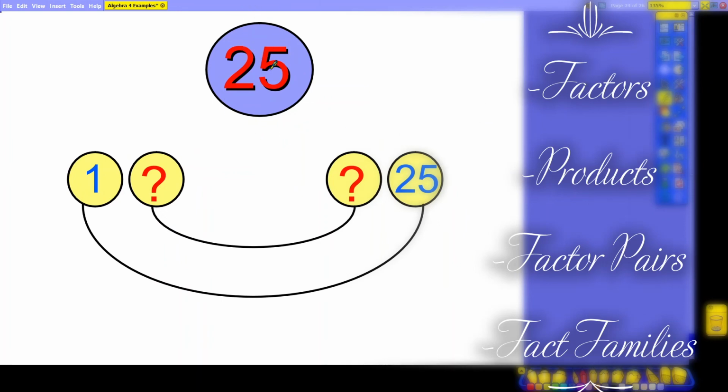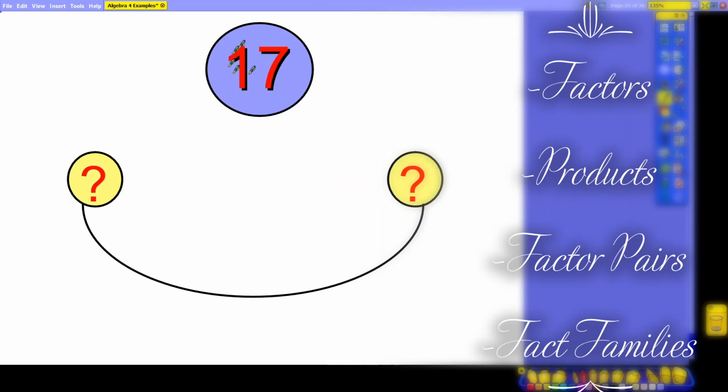25. Remember, 25 is a square number. So it's 5 times 5 gives me 25. This is called a factor pair. Okay, you multiply them to get the answer. So here you are. 17 has only 2 factors, 1 and 17. 1 times 17 is 17. No other way you can divide it equally. Okay, you can only divide it by 1 or 17. They're called prime numbers.